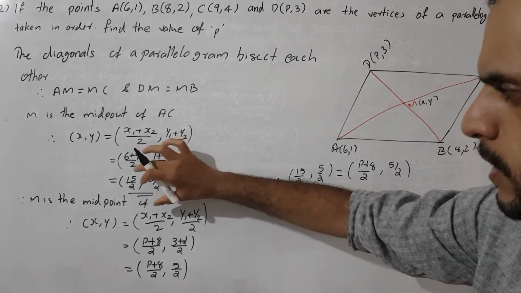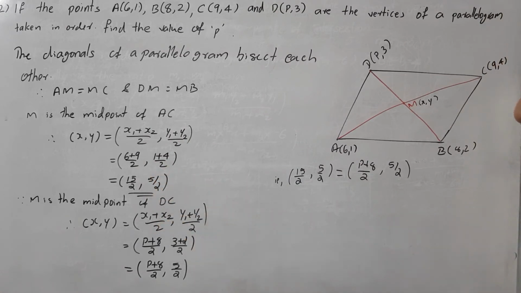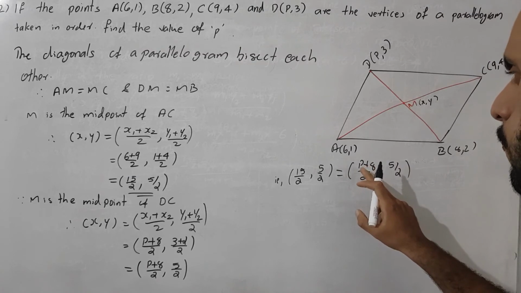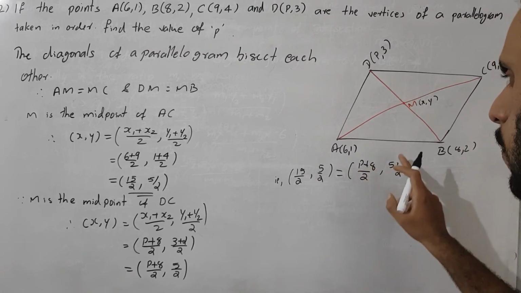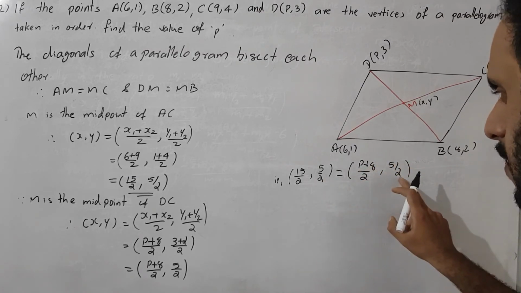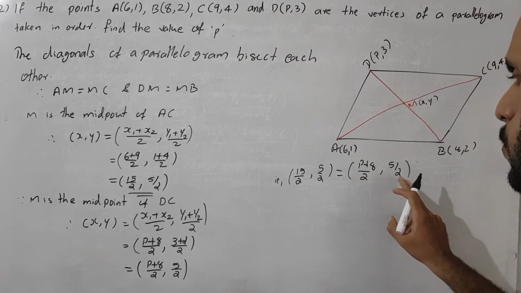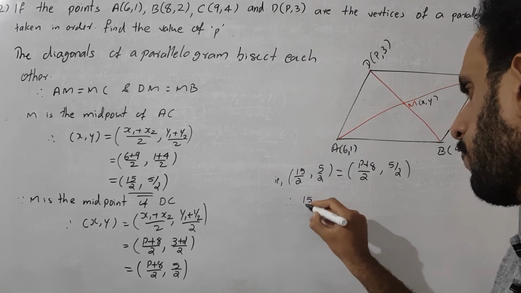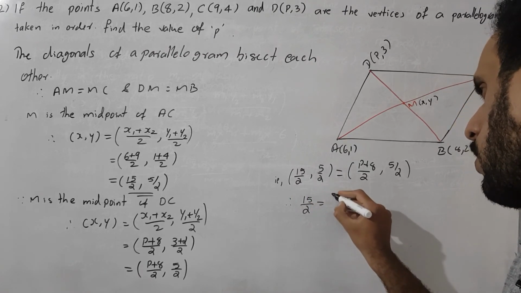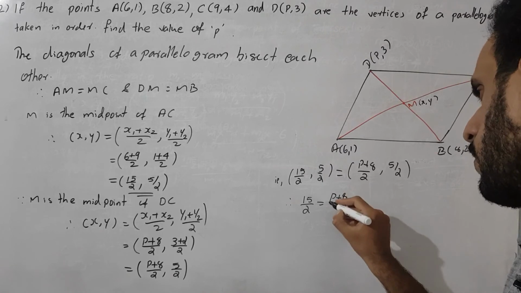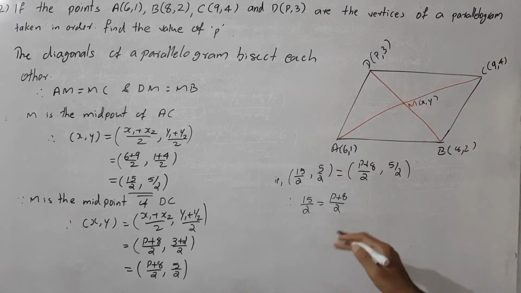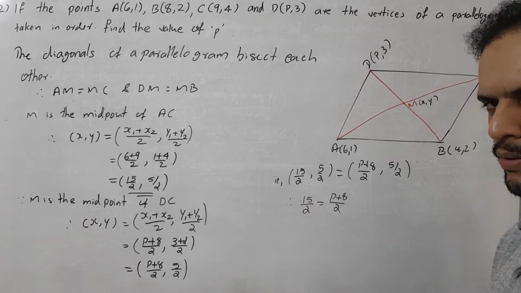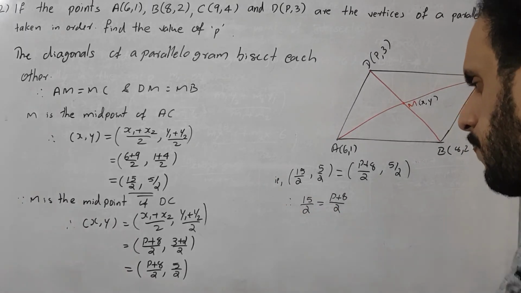That means 15 by 2 comma 5 by 2 is equal to p plus 8 by 2 comma 5 by 2. The y coordinate is clearly equal here, correct? So the x coordinate is also equal. Therefore 15 by 2 is equal to p plus 8 by 2. The denominator is the same, so it is possible to cancel here, or otherwise cross multiply. Both are correct.